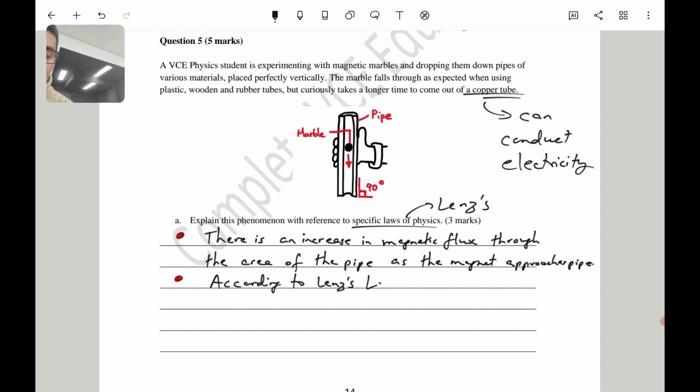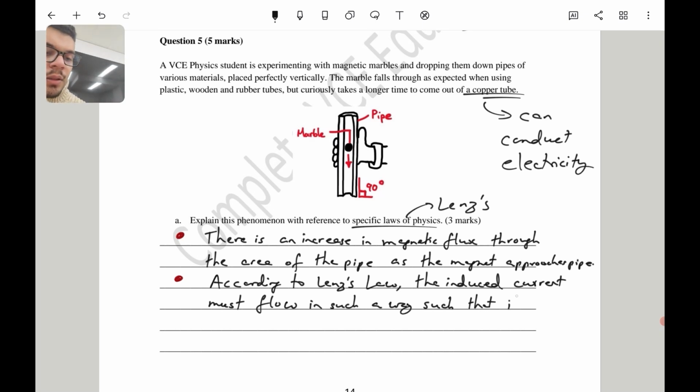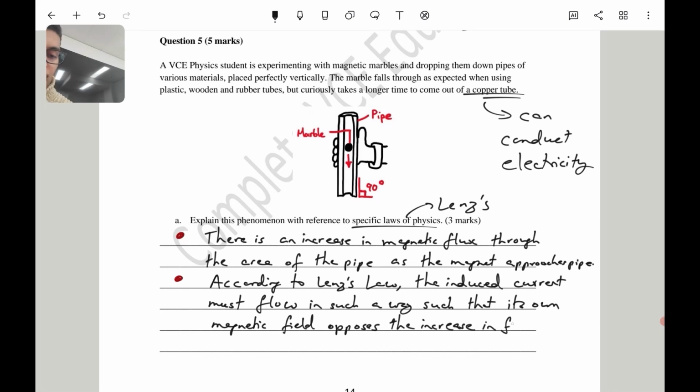to Lenz's law, the induced current must flow in such a way such that its own magnetic field opposes the increase in flux. So therefore the magnetic field will be pointing in the opposite direction.